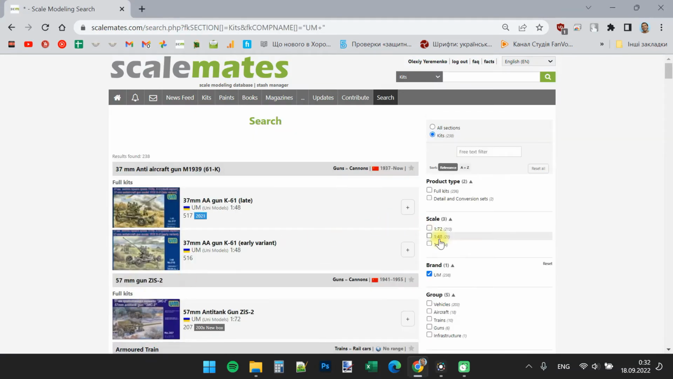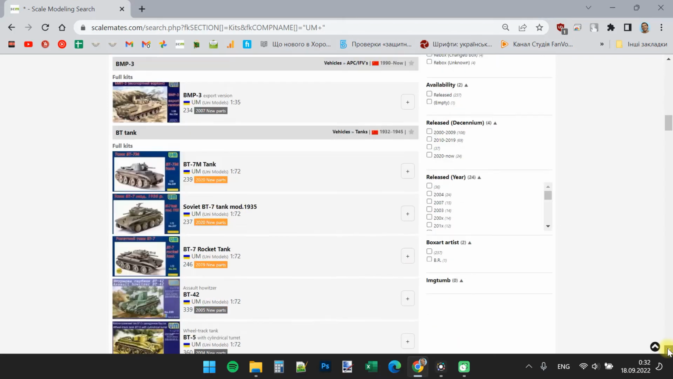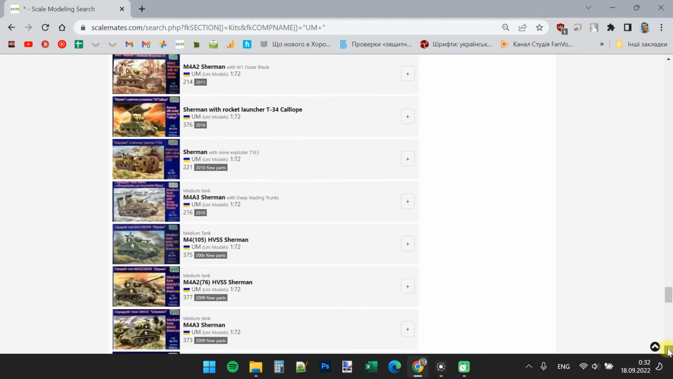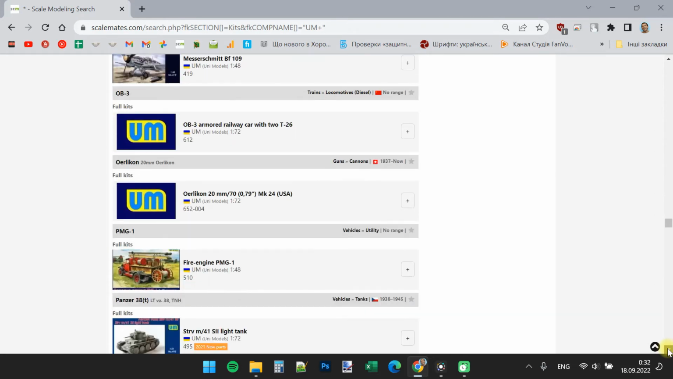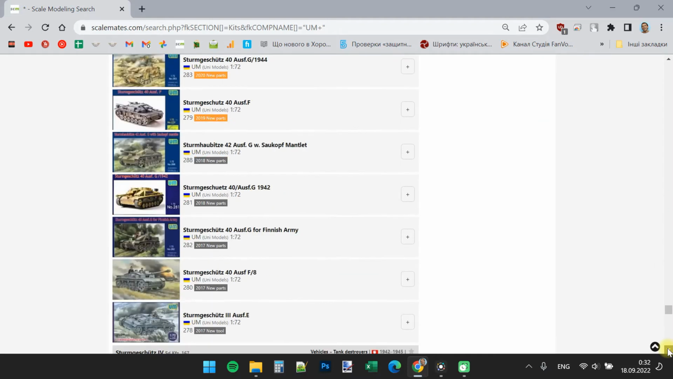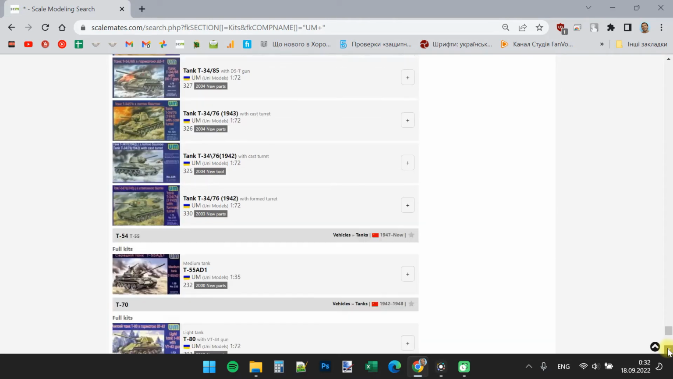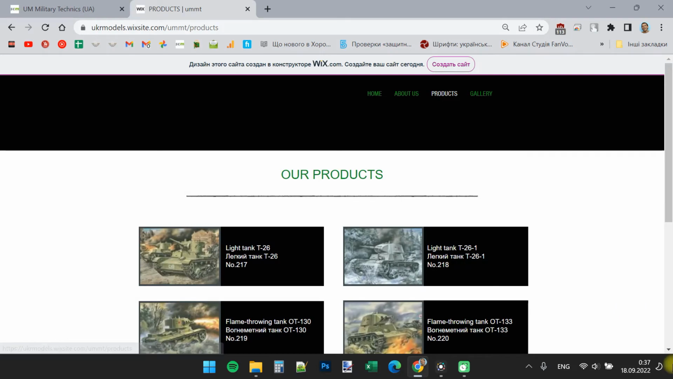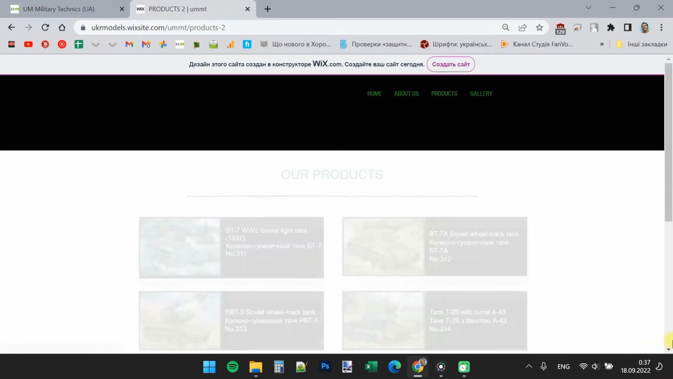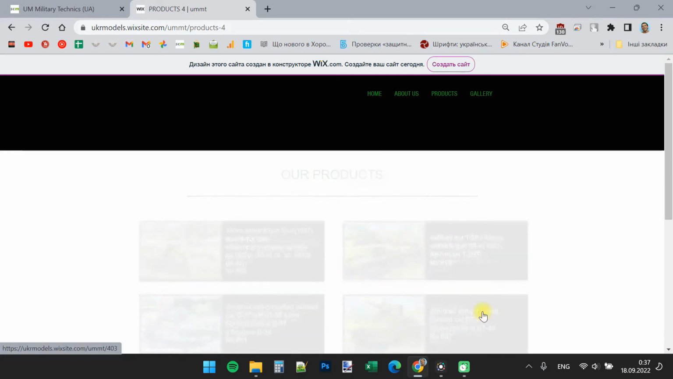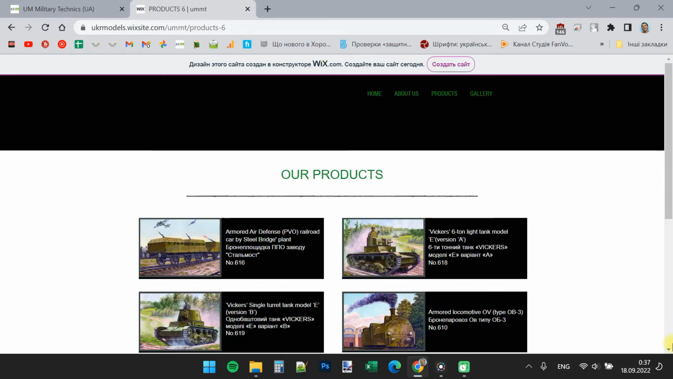Uni Models, or UMMT, Uni Models Military Technics, are very similar companies in terms of both the assortment and the design of the sets. They produce armored vehicles of the Second World War period in 1:72 scale. They also have several aircraft models in 1:48 and 1:72 scales. None of the manufacturers in Ukraine has such an assortment of tanks, transporters and armored vehicles of the Second World War as Uni Models. And UMMT has quite a good selection of World War II armored trains.